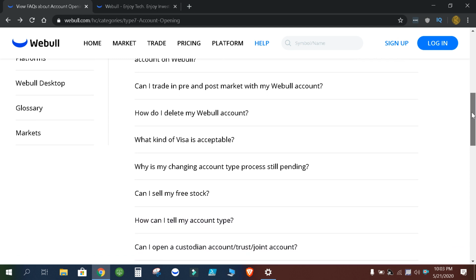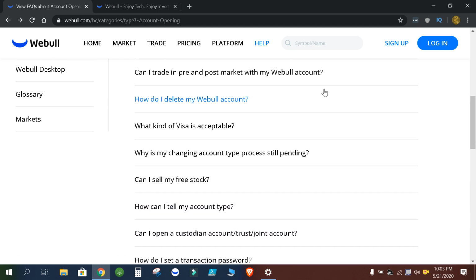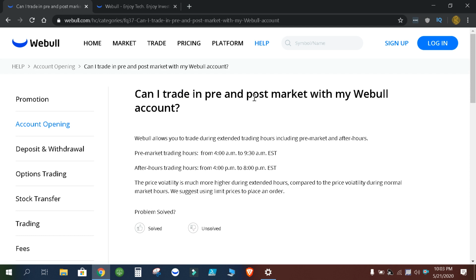U.S. resident, we got that already. Pre and post market. Here we go, this is a really good one. Can you trade pre and post market? The answer to that is yes. Webull does allow you to trade after hours. They did not used to allow you to do that, same thing with a lot of the other free brokerage companies before everything was free. But yes, you can trade from 4 to 8 p.m. if you want to do that.